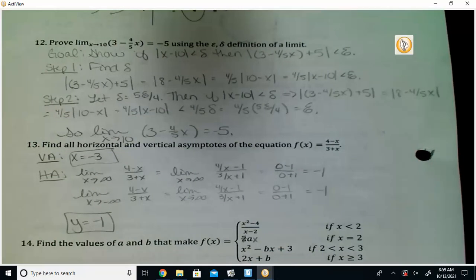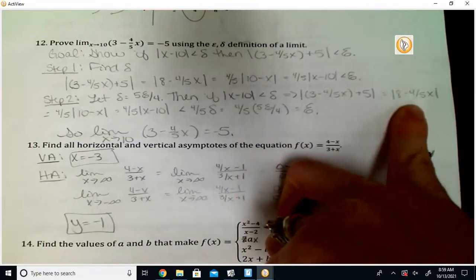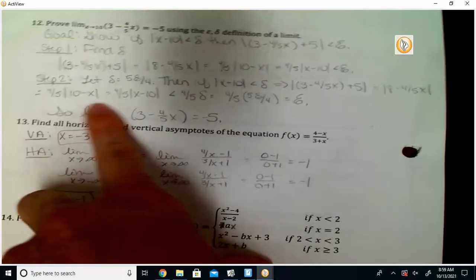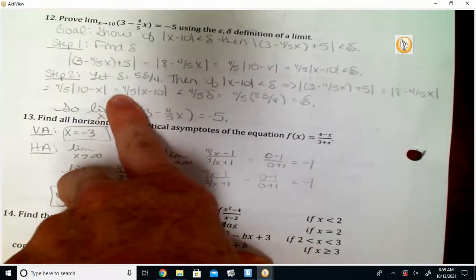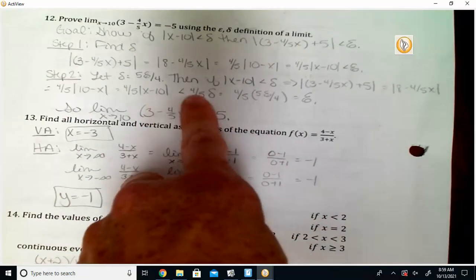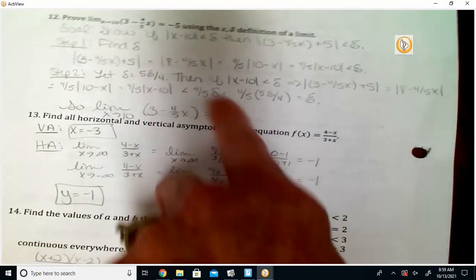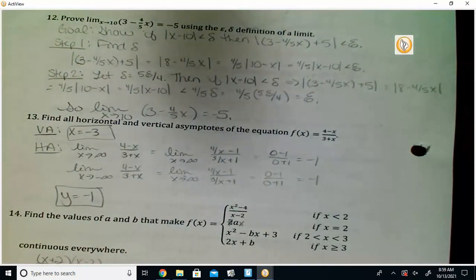Then, if the absolute value of x minus 10 is less than delta, you go to your proof part. So you combine like terms, that's an 8. If you pull out the 4/5, you get 10 minus x. If you pull out the negative, it comes out as a positive, so that's x minus 10. But we know x minus 10 is less than delta, so that's less than 4/5 delta. But delta is 5 epsilon over 4, so sub that in and you get your epsilon.